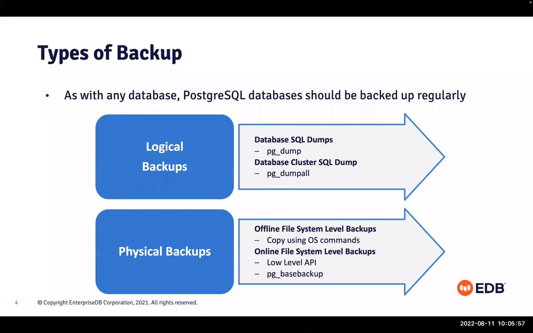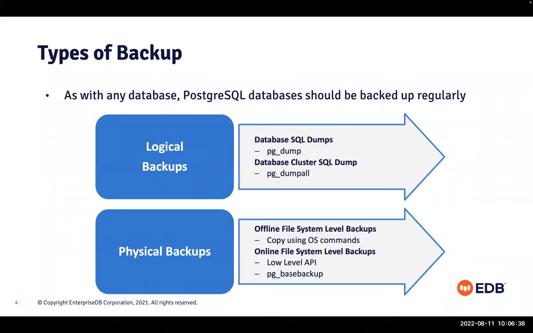It is divided into two categories, that is logical backups and physical backups. For logical backups, my database is up and running, and I want to take the backup of my objects, that is my tables, my schemas, my SQLs. In that case, the logical backup is useful. Also, the logical backup is useful for data migration purposes or upgrades. In that case, logical backups help you. It is divided into two parts, that is database SQL dumps and database cluster. You know, in PostgreSQL, if I say cluster, that is nothing but an instance. So in that instance, there are multiple databases.